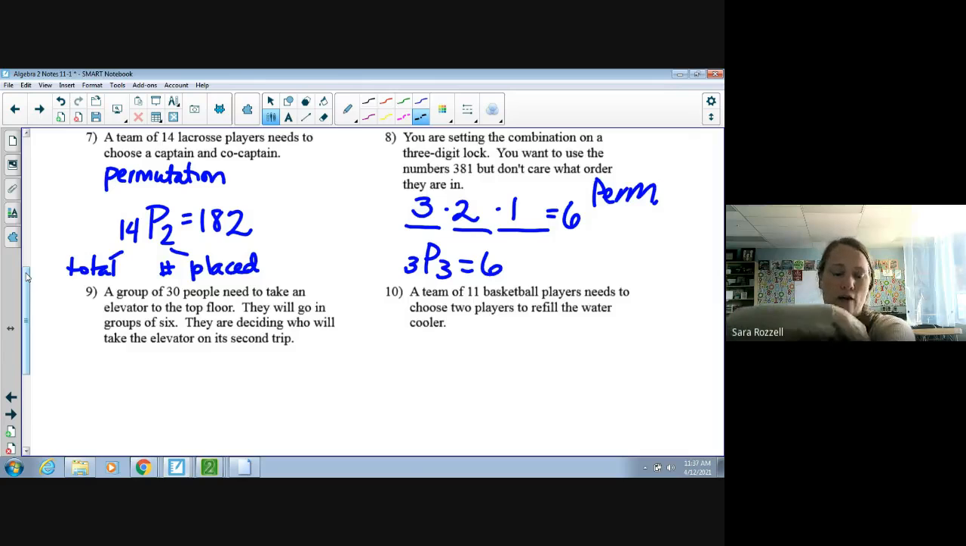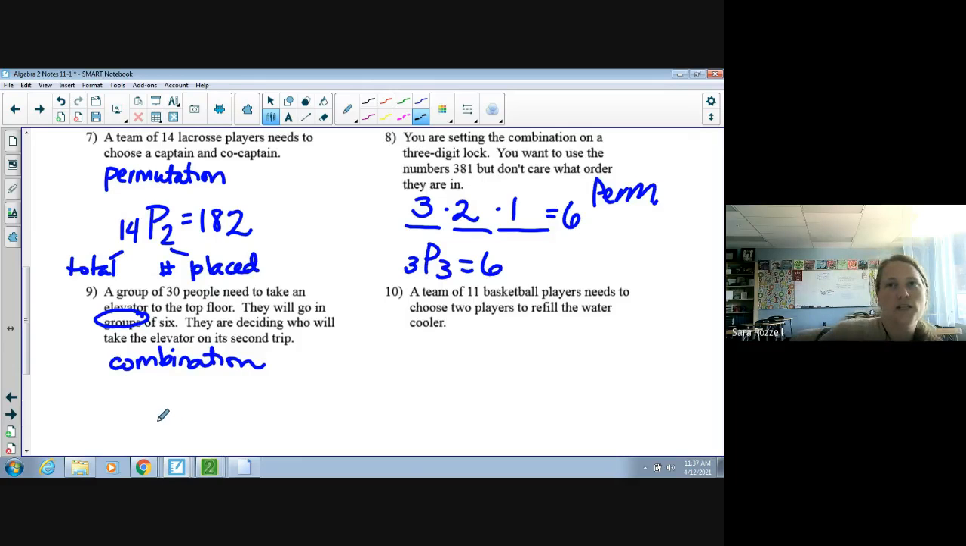So it doesn't matter that one group, they could move around in the elevator, they would still be that same group of people. So this one is a combination because we're doing groups. How many total people do we have to choose from? 30. And we're going to choose groups of 6.